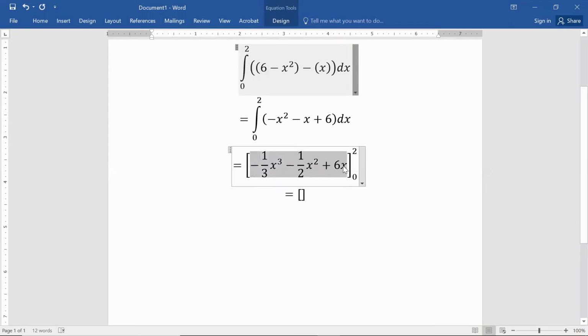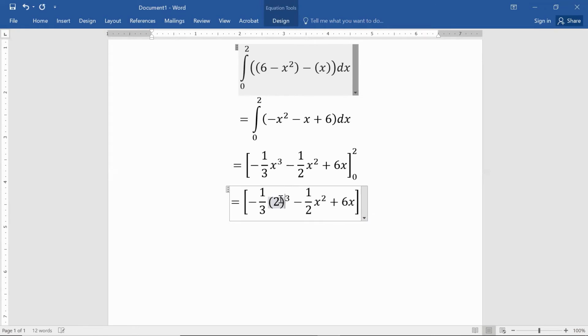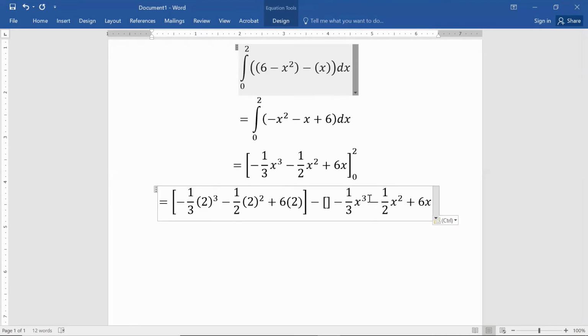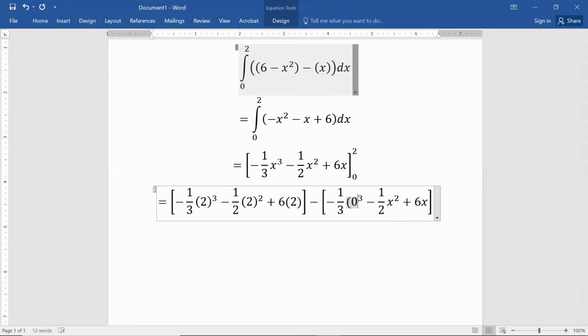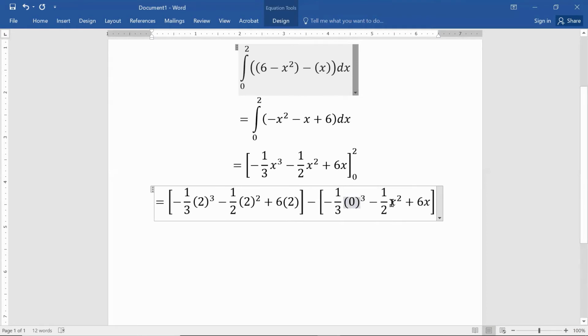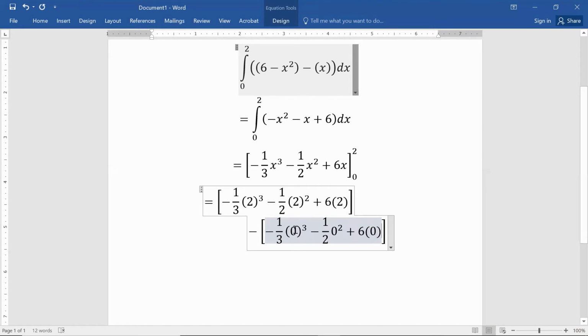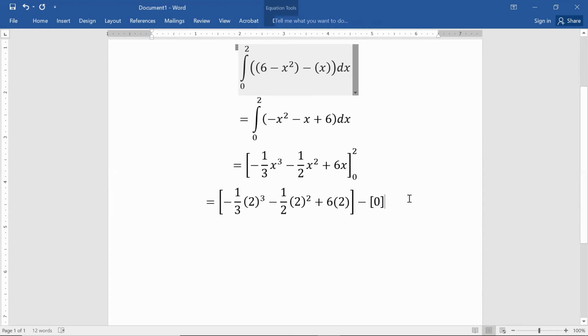If you plug in a 2, what you'll get is negative 1/3 times 2 to the third minus 1/2 times 2 squared plus 6 times 2. And then if you plug in a 0, you would replace every x with a 0. When you replace every x with a 0, I hope that you see all of this stuff inside here just becomes 0. Sometimes you can save a little bit of work by just doing that.